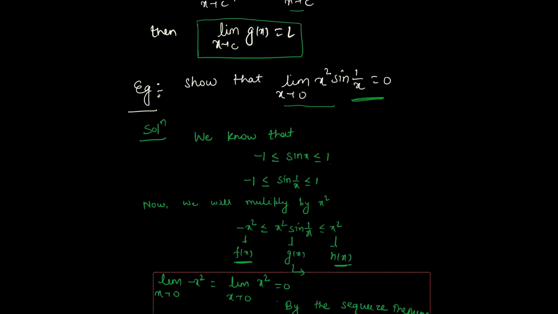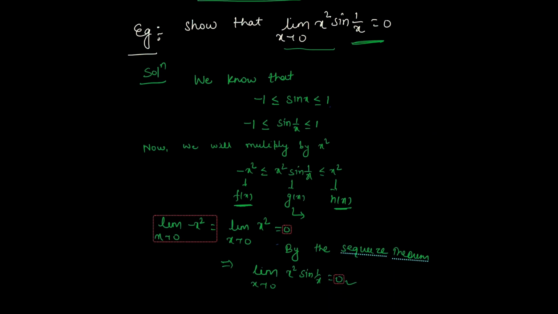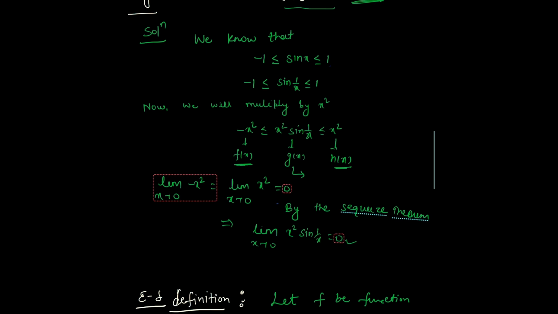the limit as x tends to 0 of x square sine 1 by x equals 0, because we can say that the limit as x tends to c of g(x) equals l, so our c is 0 and our l becomes 0. Okay, we can do more examples with the help of the sequence theorem.